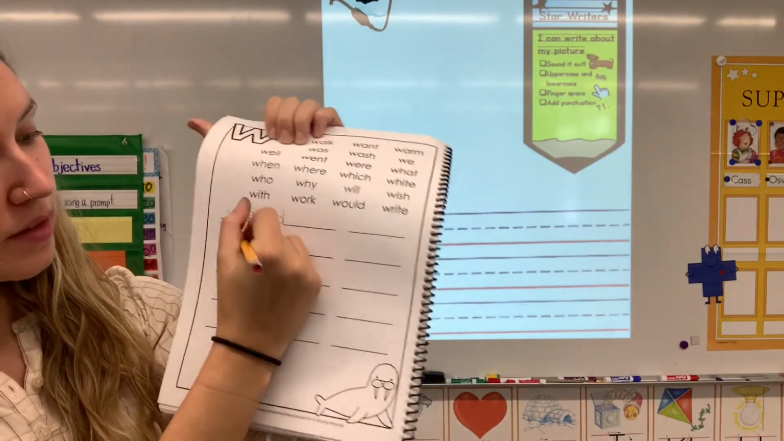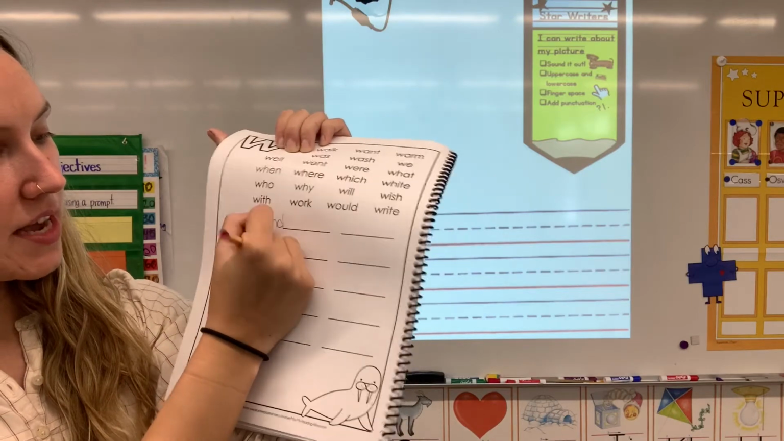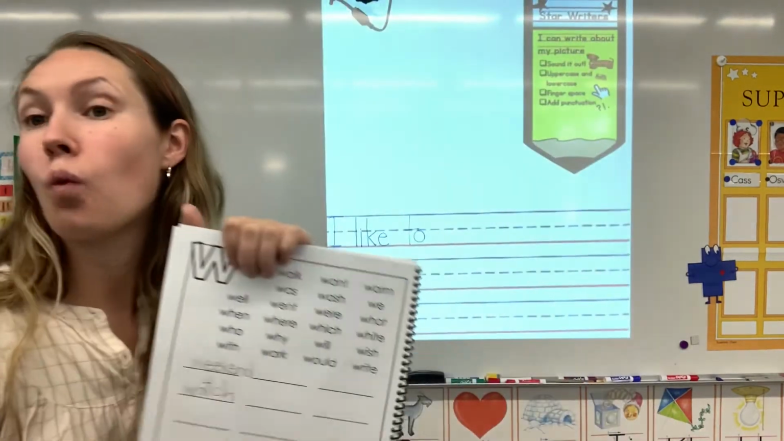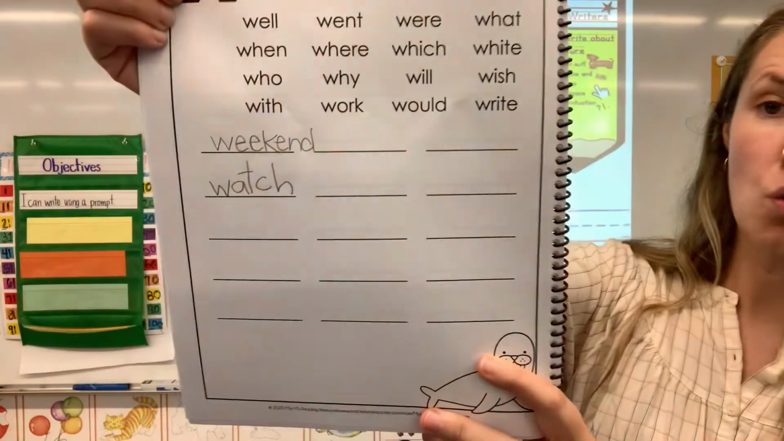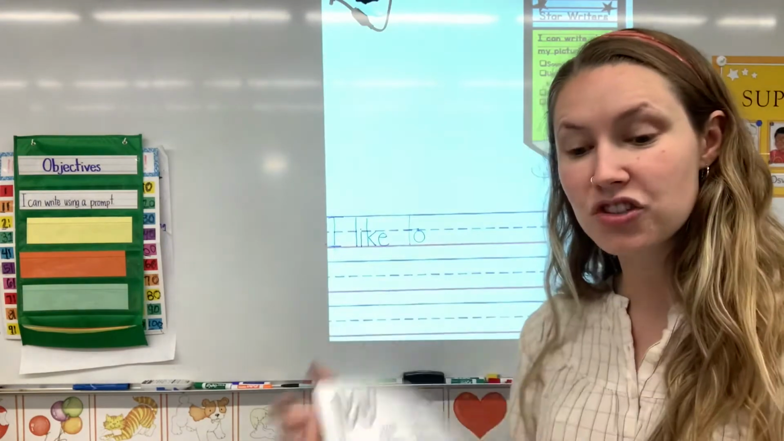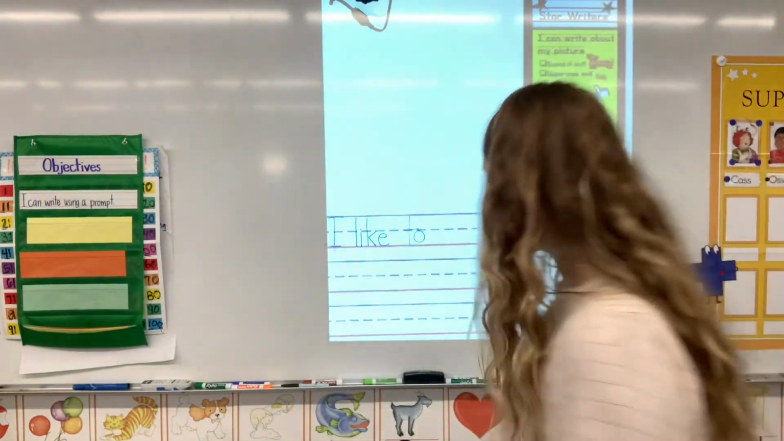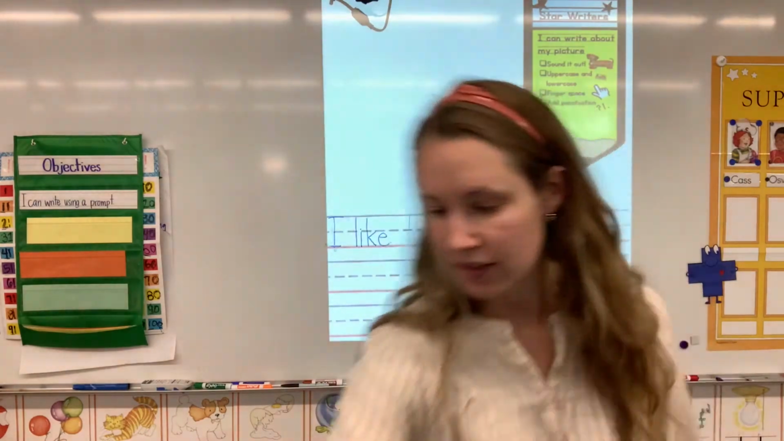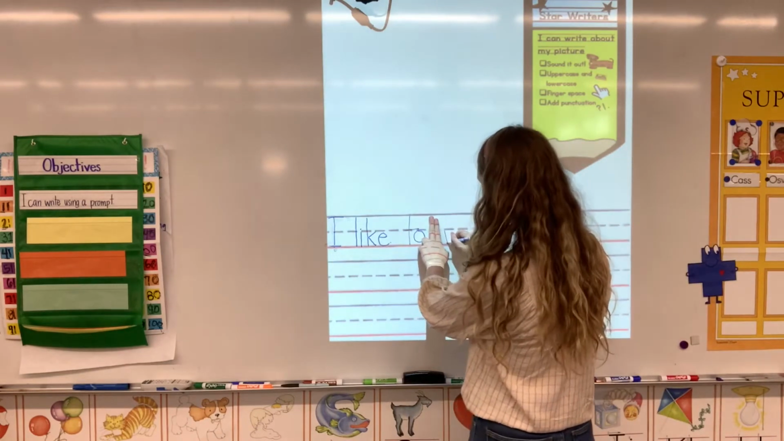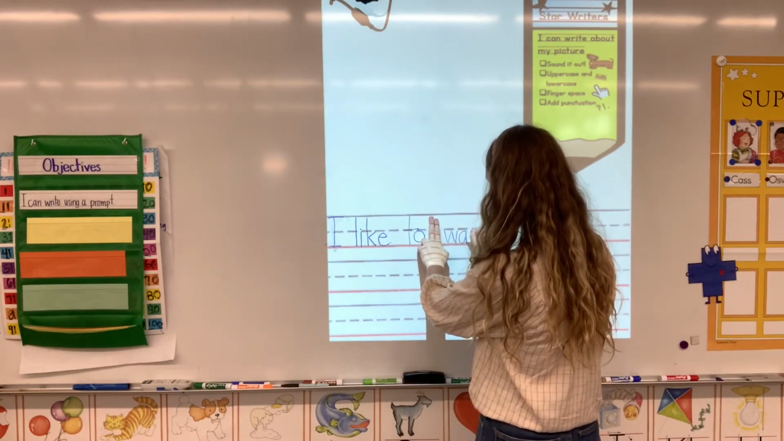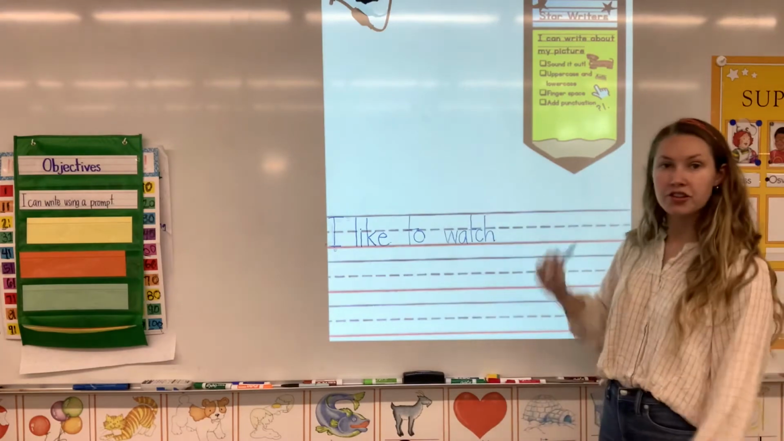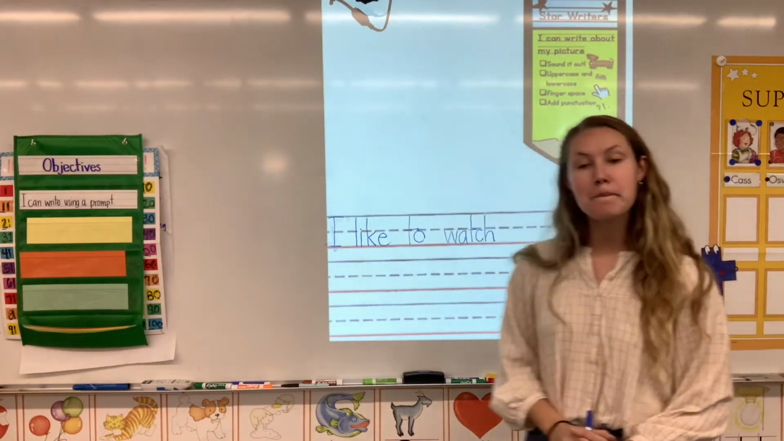Starts with a W. A-T-C-H. Watch. Like watching a TV or movie. Watch. W-A-T-C-H. We added that to this page so we can always go back and write it later. And now I'm going to add it to my sentence. I like to, finger space, watch, W-A-T-C-H, watch, and I want to write movies, movies.